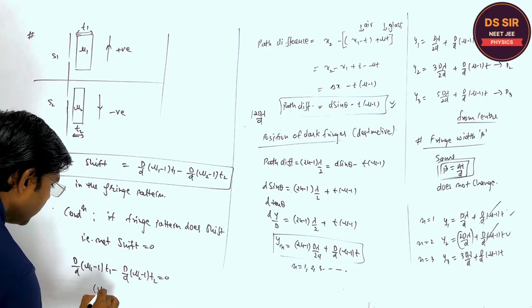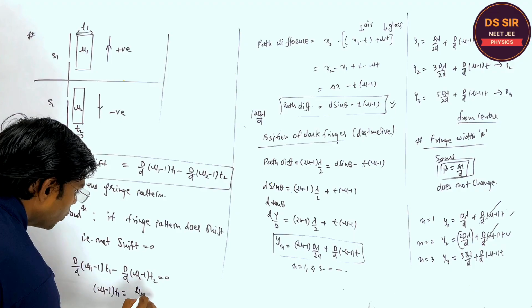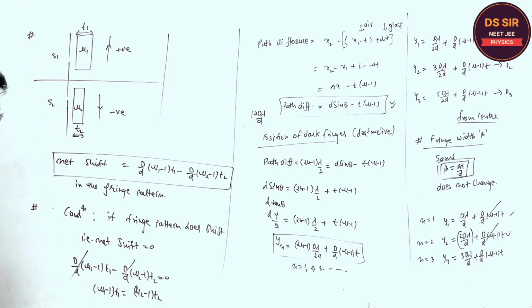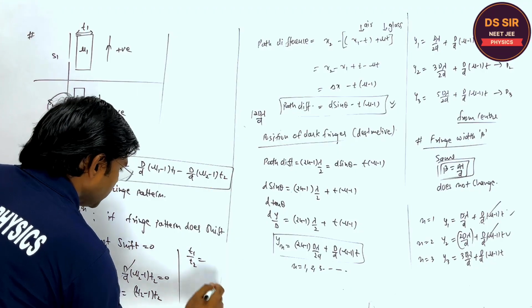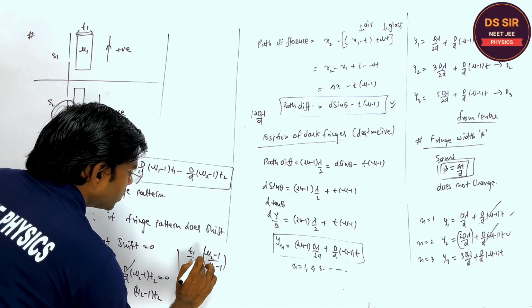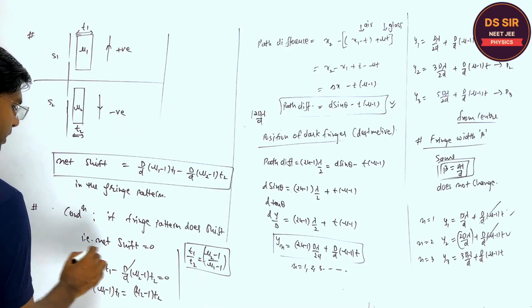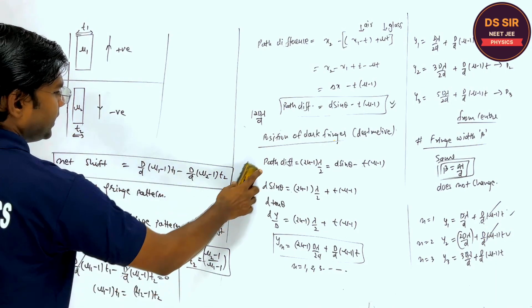When you simplify this, (mu1 minus 1) t1 is equal to (mu2 minus 1) t2. D upon d will cancel out. So what relation will you write? t1 upon t2 is equal to (mu2 minus 1) upon (mu1 minus 1). So this is the condition for the net shift to be 0, right? Copy this. So we can do some questions based upon this, right?